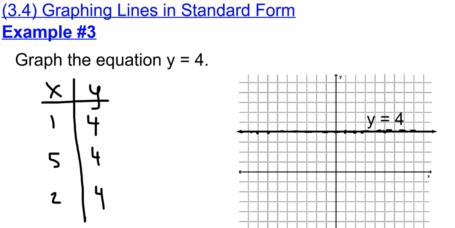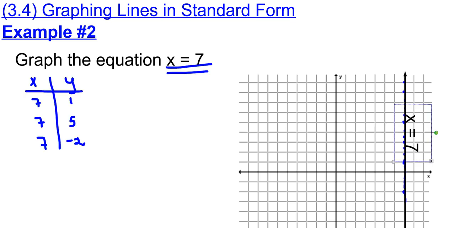The last one is ultimately ax plus by equals c. That is the standard form of a line. In this case, you don't have this term. There's no y, which means b is 0. So it's 1x plus 0y equals 7. It still is in standard form. It just doesn't quite look like it, but it is. It's 0y and a 1x.